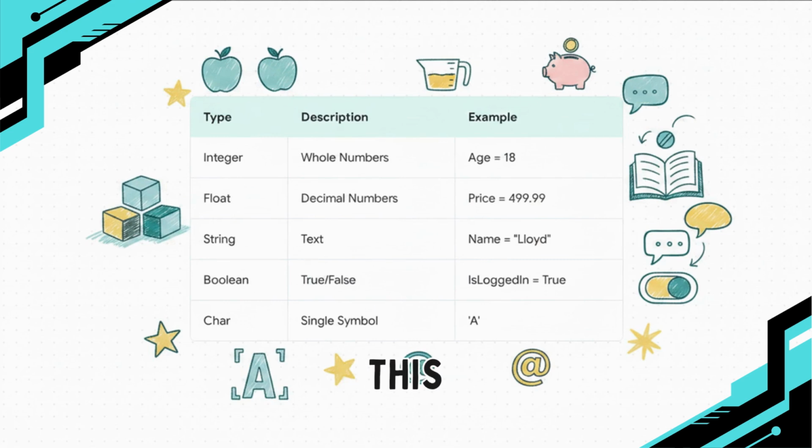Then we have the string. This is just text. Letters, words, full sentences. Anything inside quotation marks, like the name Lloyd, is a string. Fourth is the Boolean. This one is pure logic. It only has 2 possible values, true or false. It's used to answer direct questions, like is logged in equals true. And finally, we have the character, or char, which stores just a single symbol, like the letter A or an @ symbol. Really, these 5 labels make up the alphabet of programming logic.